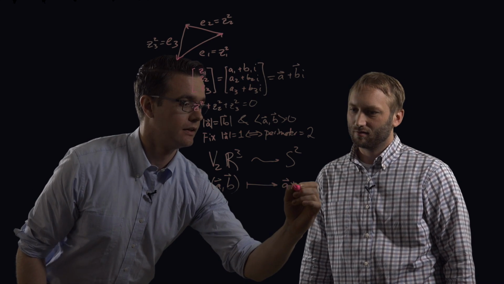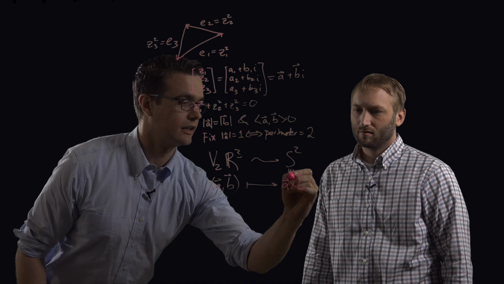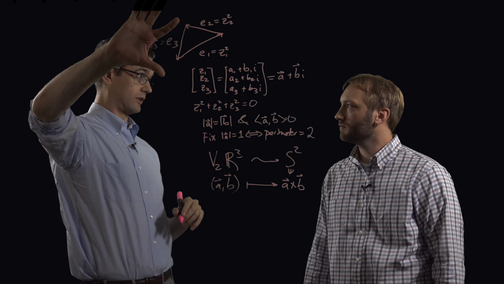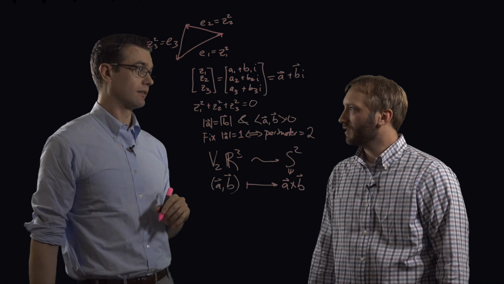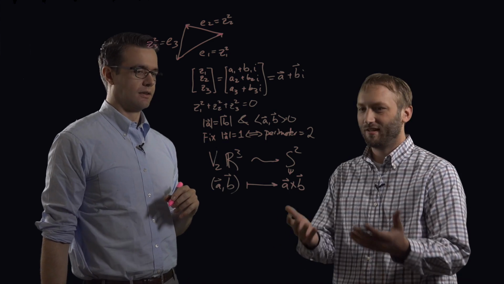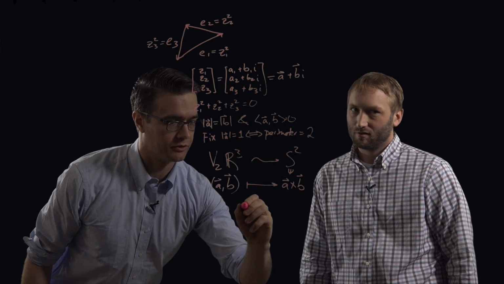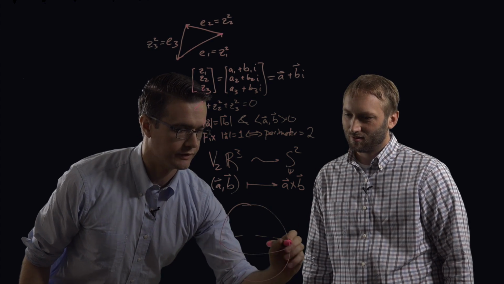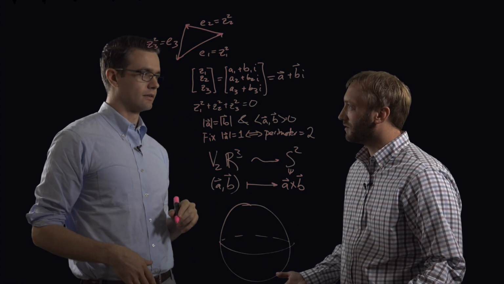So if I take A cross B, now that's an element of the two-sphere, and so that's a point on the two-sphere that encodes the triangle that I was interested in to begin with. So the space of triangles in R3 is the two-sphere. Yeah, so now I'm going to draw the space of triangles in R3 as the two-sphere. So which ones are obtuse?